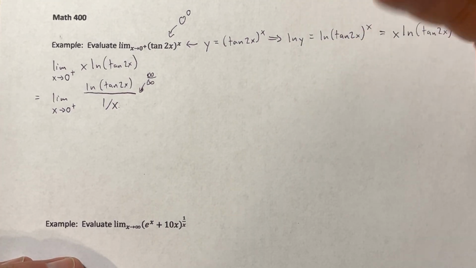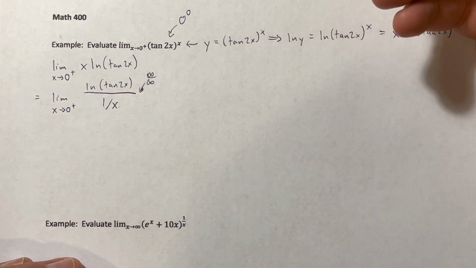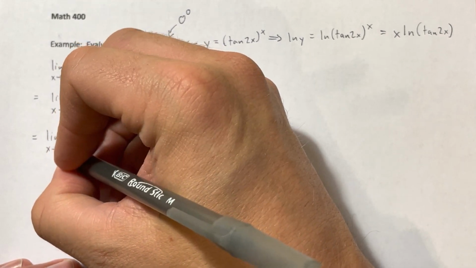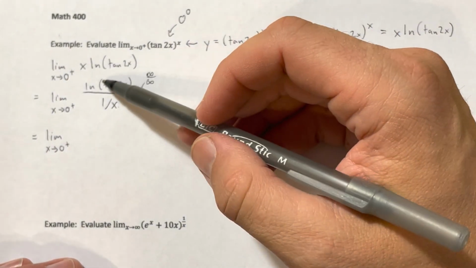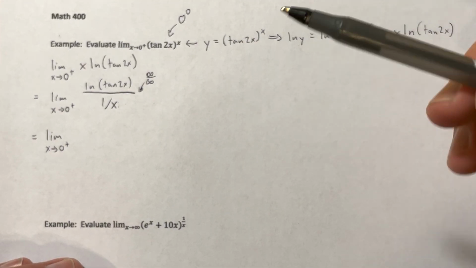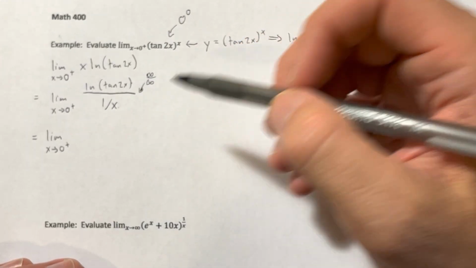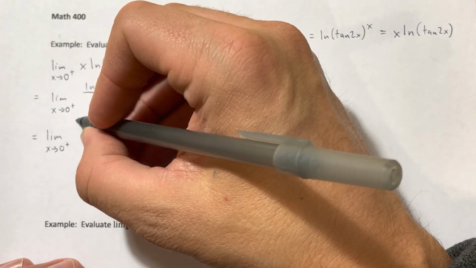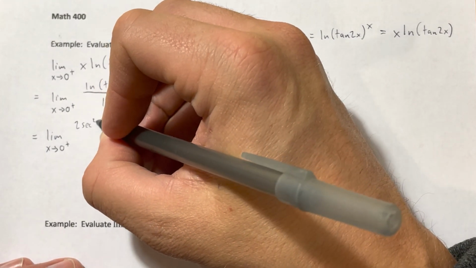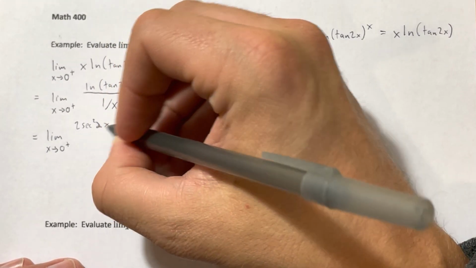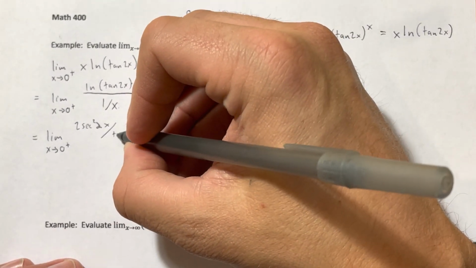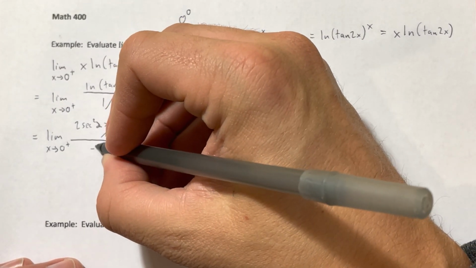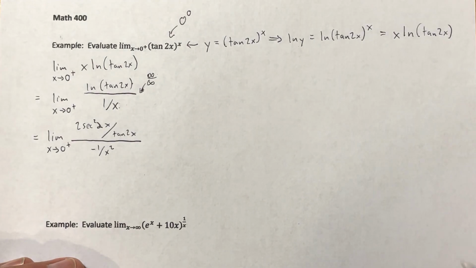So this is now in a form that L'Hopital's rule would apply to. So I'm going to apply L'Hopital's rule. Limit as x approaches 0 from the right. Now the numerator, remember, is a composite function, a natural log of tangent of 2x. And we've done a lot of these before, to where you don't even need to think of it in terms of the chain rule. It's just the derivative of tangent of 2x, which is 2 secant squared of 2x, over tangent of 2x. The derivative of 1 over x is equal to negative 1 over x squared.